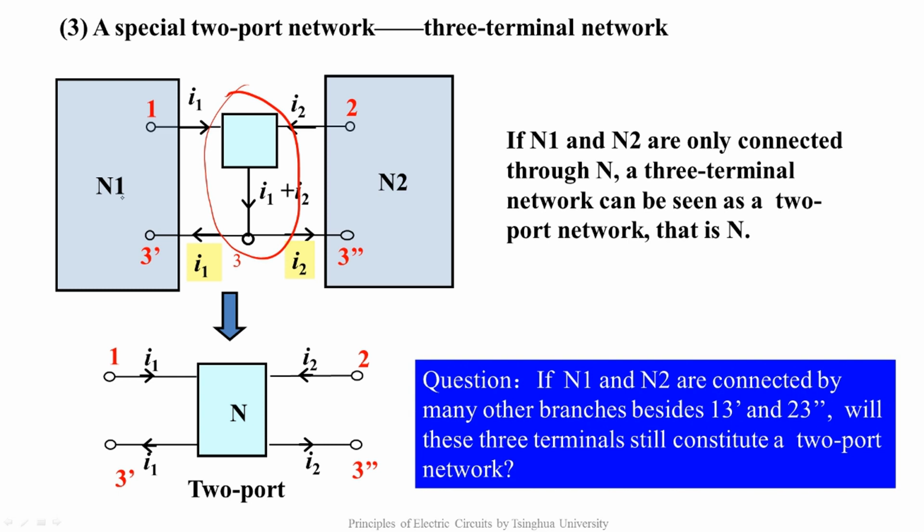But if N1 and N2 are connected by many other branches besides 1 3' and 2 3", that is, another branch of resistor R is connected between N1 and N2, will this three-terminal network still constitute a two-port network?